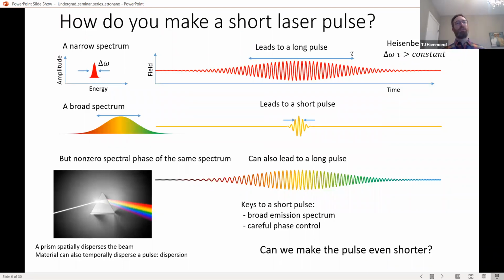So how do you make a really short laser pulse? As an undergrad, you might have seen this before. It deals with the Fourier transform. But even if you're not familiar with the words Fourier transform, you probably have heard of the Heisenberg uncertainty principle.